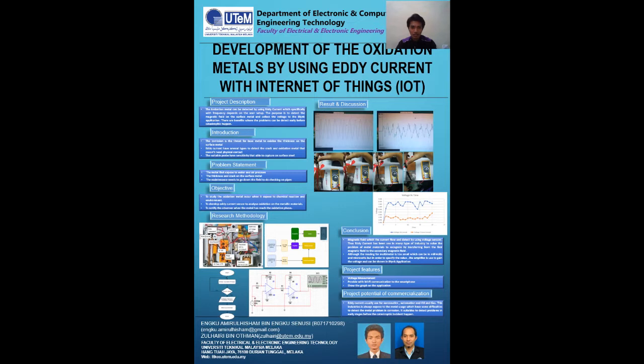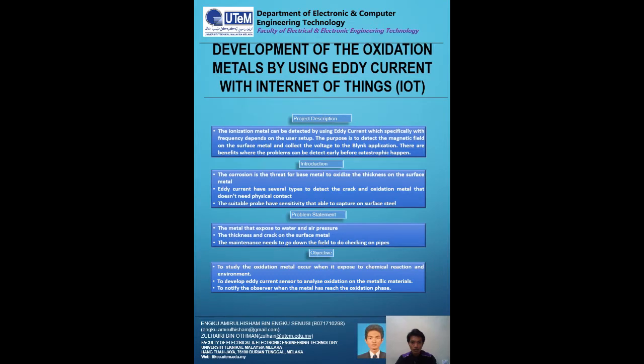So today I'm going to present about development of the oxidation methods by using eddy current with Internet of Things. So this is my poster and I will zoom in the next slide. First of all, this project description is about the ionization method, which is specifically with the frequency depends on the user setup. The purpose is to detect the magnetic field on the surface metal and collect the voltage to the main application. There are benefits where the problems can be detected early before catastrophe happens.